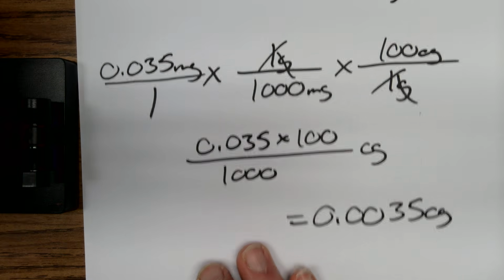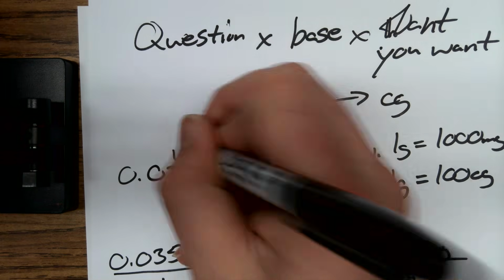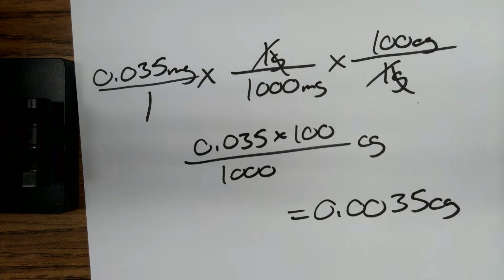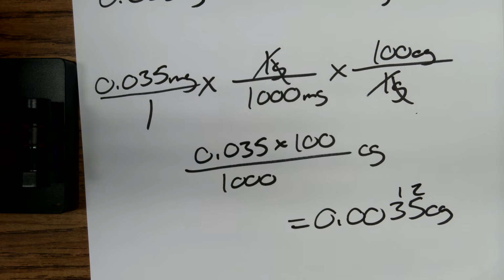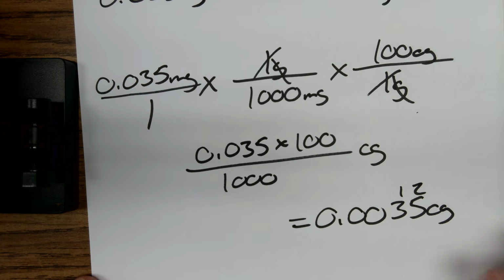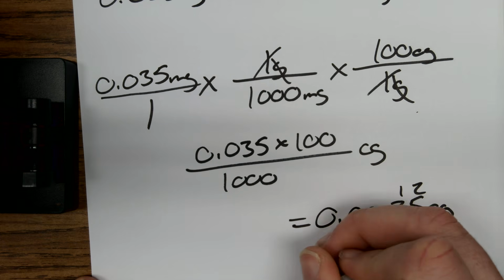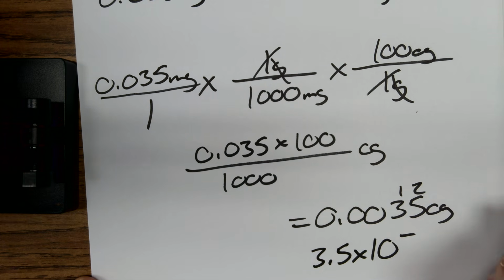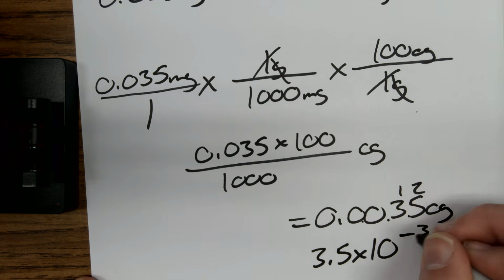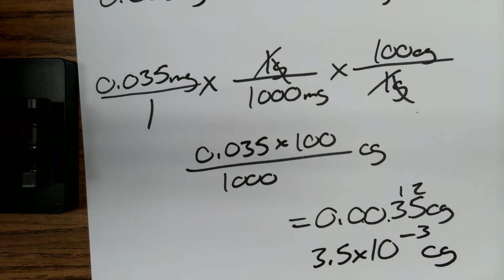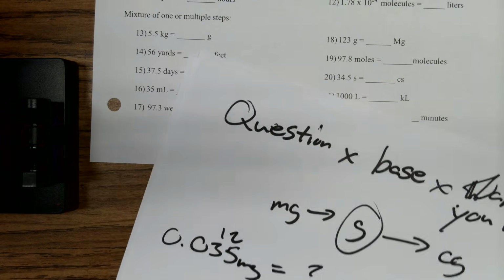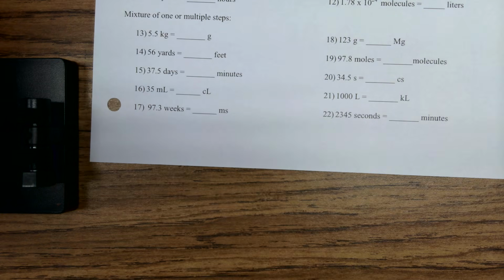Now I just go check. I started off with 2 sig figs. I come down here. Now I count 2 sig figs. I don't have to do anything to my answer. Technically, if I want to, I can convert that to scientific notation. 3.5 times 10 to the negative, because we got a number smaller than 1, 1, 2, 3 centigrams. And that's it.